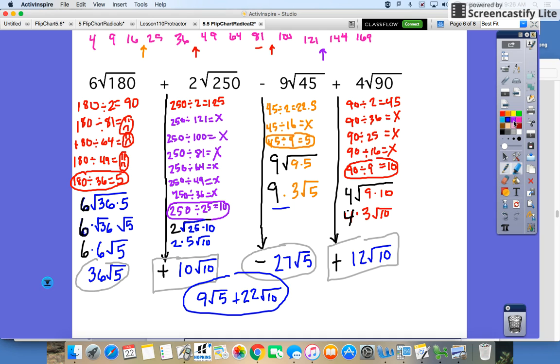I know that was a lot of work, but it's kind of fun, right? Like, it's a little puzzle.